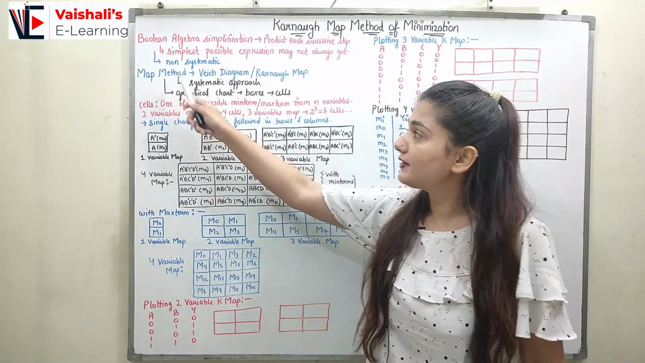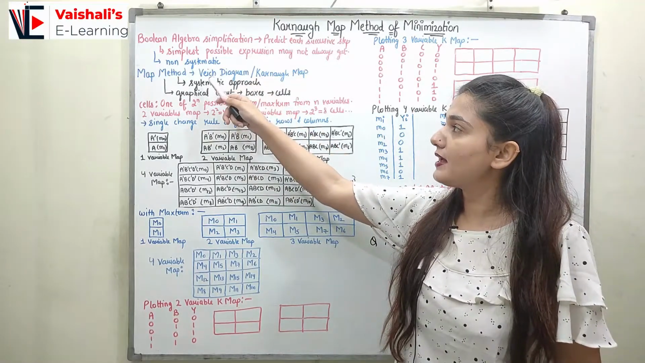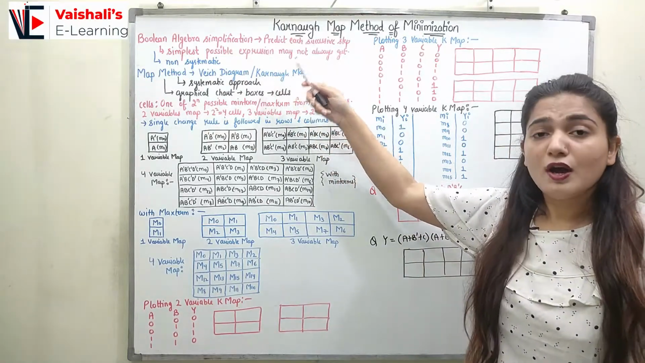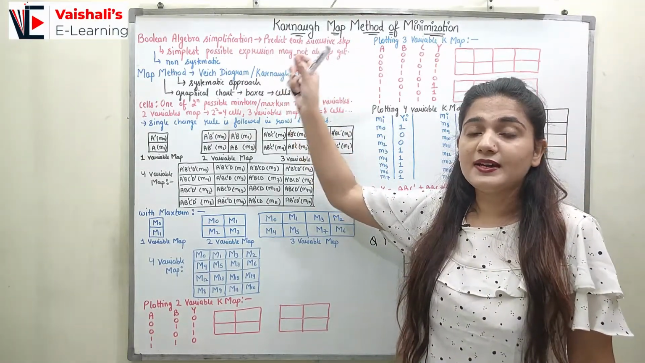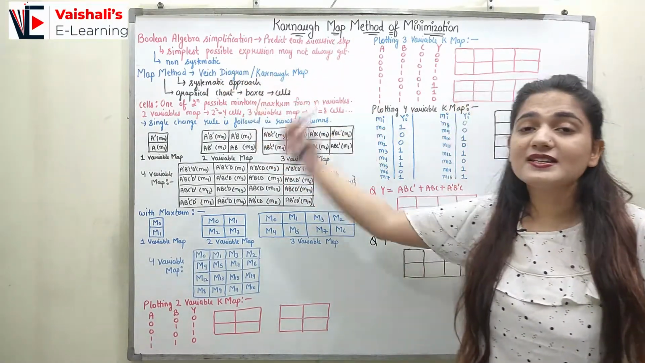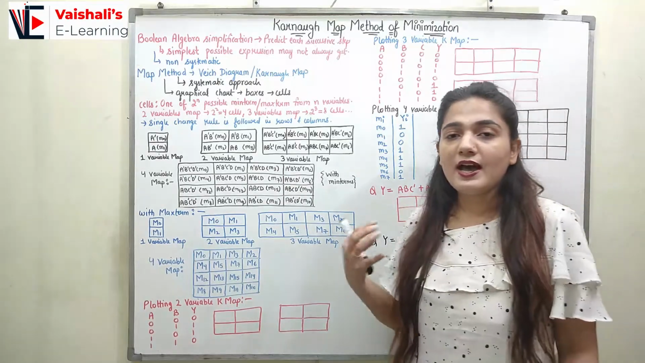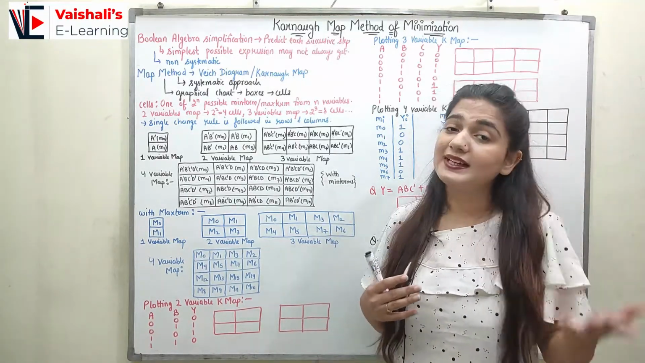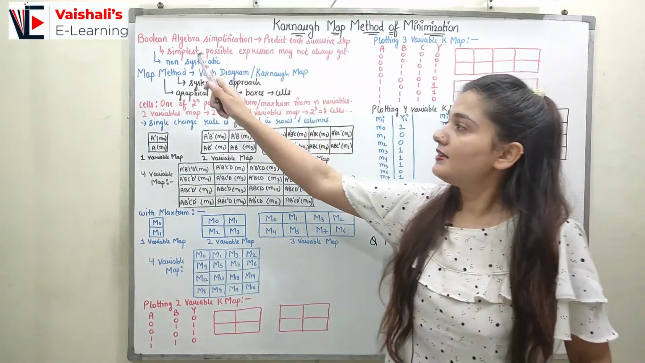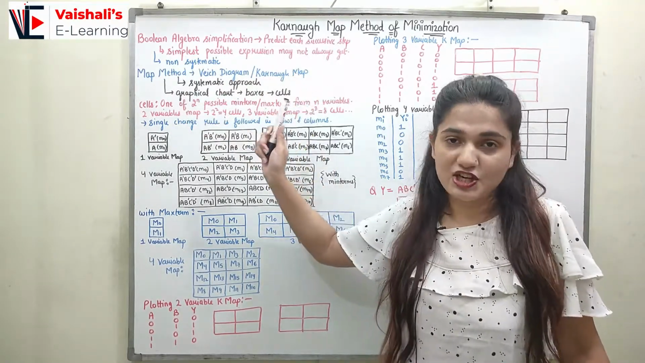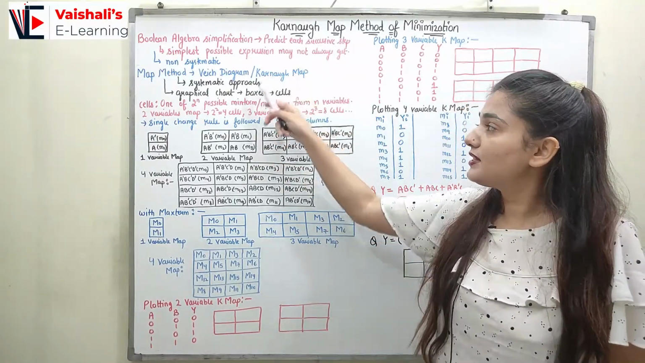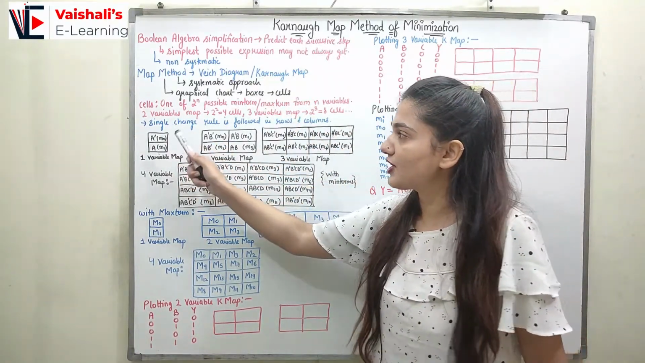Now coming to the map method. The map method was introduced by Veitch, who is a scientist, and then it was modified by Karnaugh. Karnaugh modified this map method and it is generally known as the Karnaugh map or Veitch diagram, right? It is a systematic approach, and with the help of this approach we don't need to predict the successive steps, right? So this is a systematic approach, and here in the map method we are making a graphical chart which is having some cells, right? These cells are the boxes in the graphical chart.